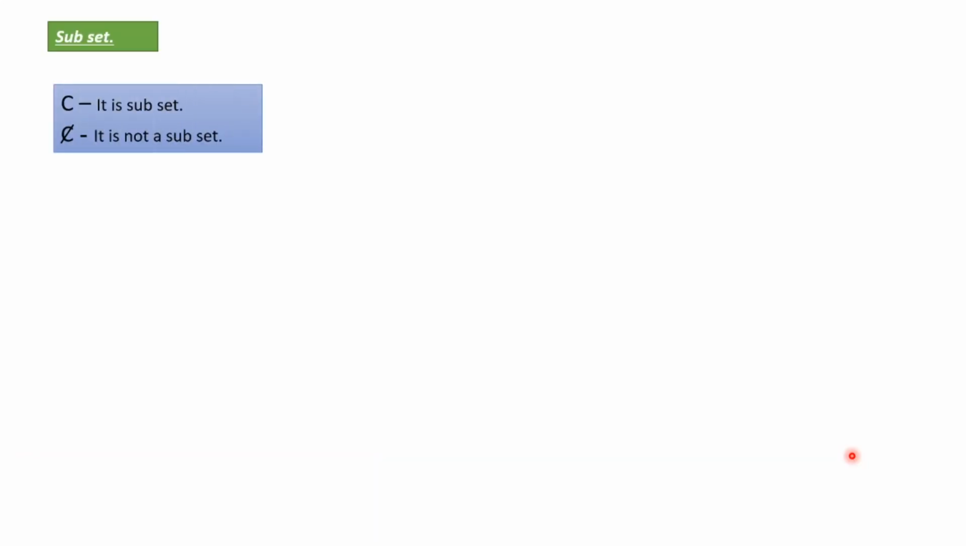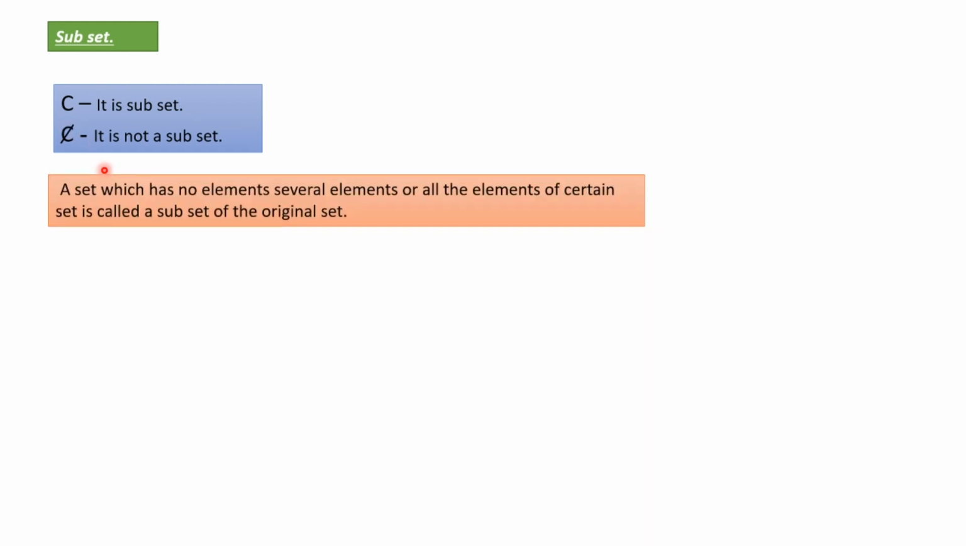Next one, subset. There are two symbols we are using. It looks like C, and if you cut that one, that is called not a subset. So look at this: a set which has no elements, several elements, or all the elements of a certain set is called a subset of the original set. That means if you take a part of a set, that is called a subset.